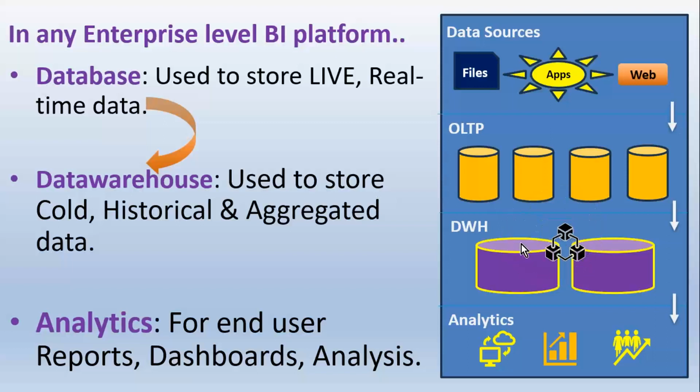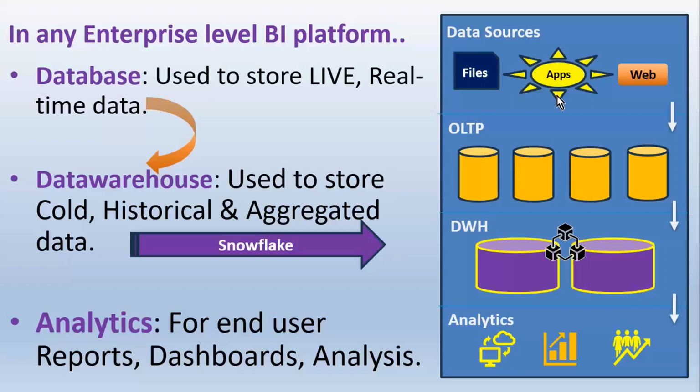So warehouse is mainly used to store two types of content. One is cold historical content. Number two, aggregated content. What is aggregation? Summary values, group by, or any kind of summary values, for faster access, faster data loads. Next.